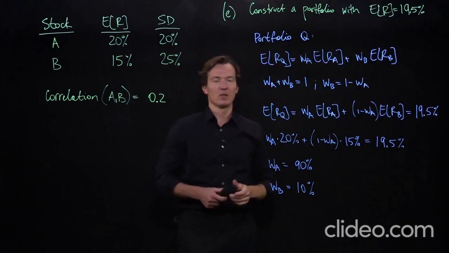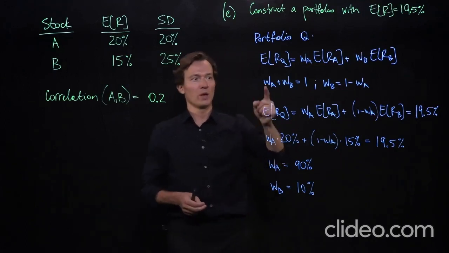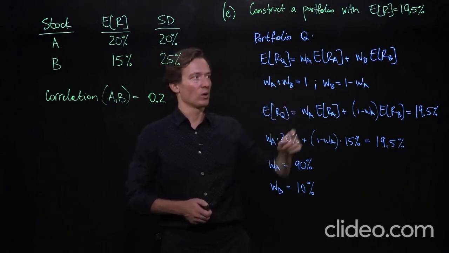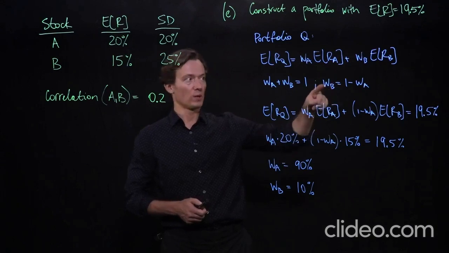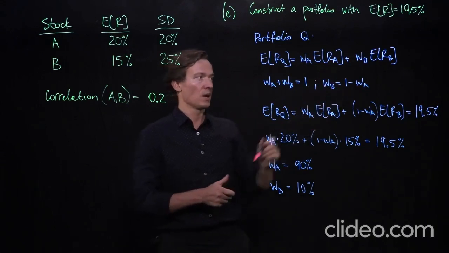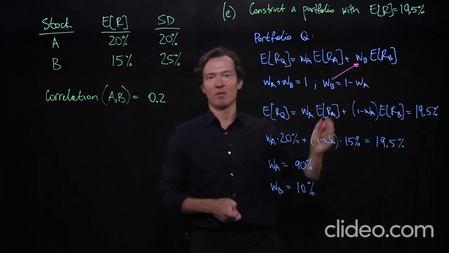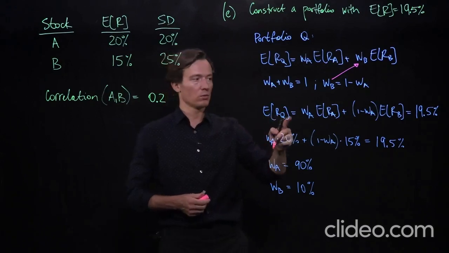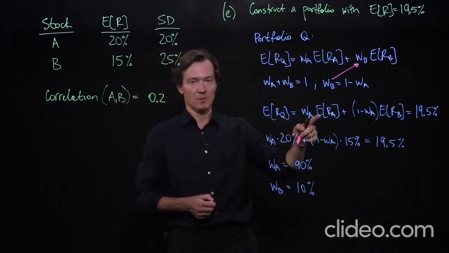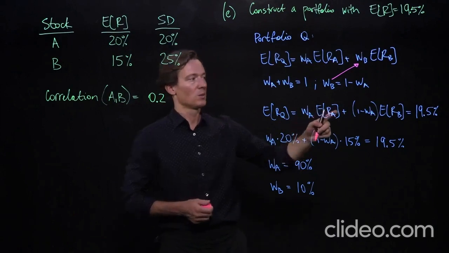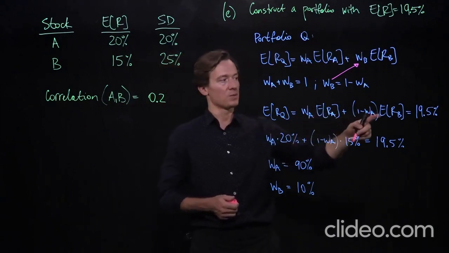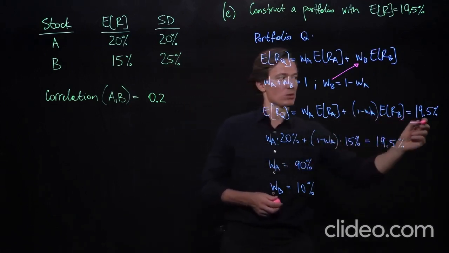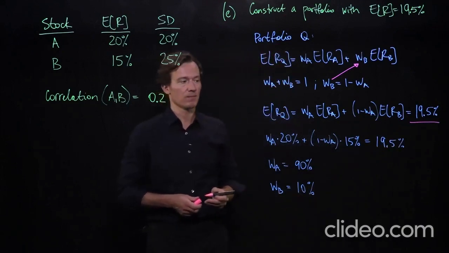Now, notice that by definition of a portfolio, weight A plus weight B has to add up to 1. So here I will write an expression for weight B as a function of weight A, and I will plug this into the above equation. So this is going to give me expected return for portfolio Q as a function of the weight that we put into A times expected return on stock A, plus 1 minus the weight that we put into A times expected return on stock B. And now we want to make this expression equal to 19.5%.